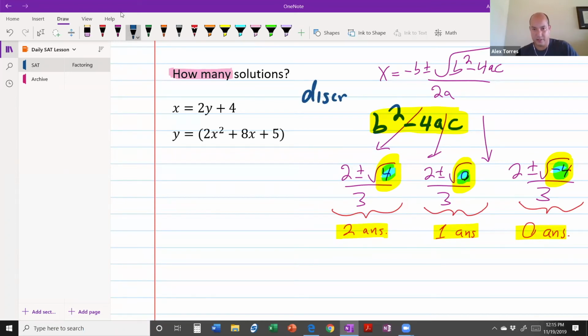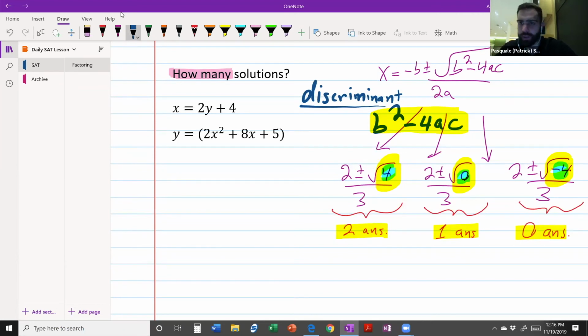Any questions, Patrick? No, just to hammer home the point, if it's positive, two answers, it's equal to 0, 1 answer, and if it's negative, 0 answers, just to sum up. Yep. So when you're dealing with the discriminant, if the discriminant is positive, 2 answers, if it's 0, 1 answer, if it's negative, 0 answers.